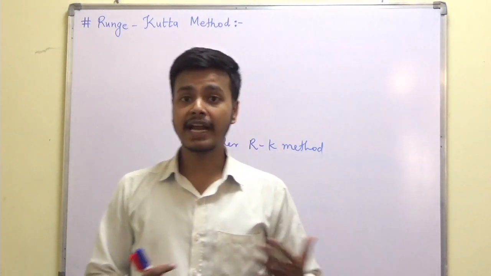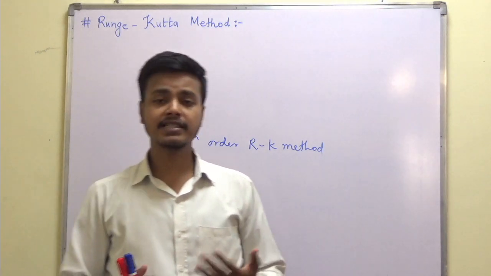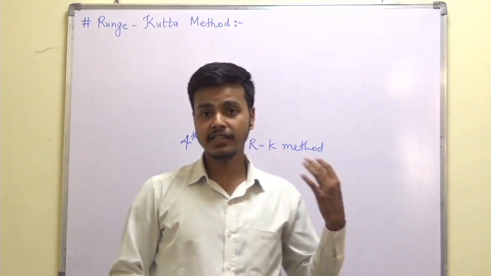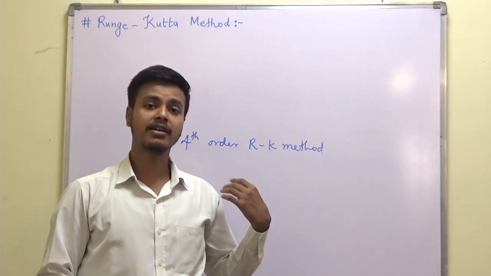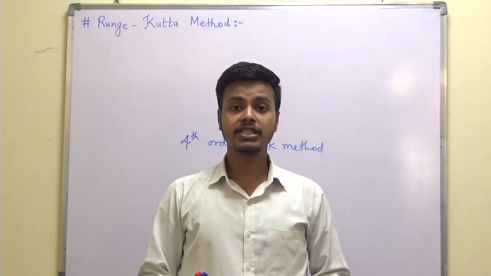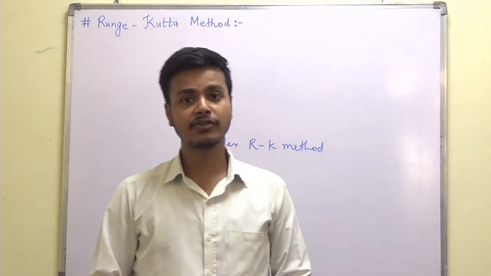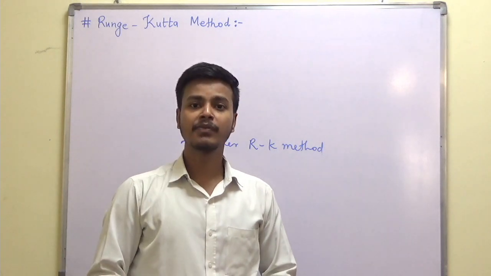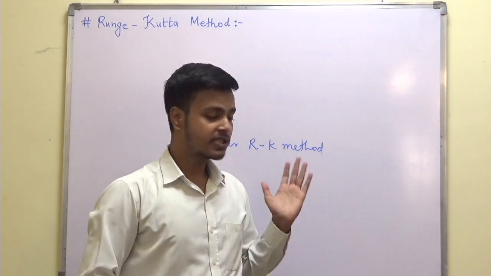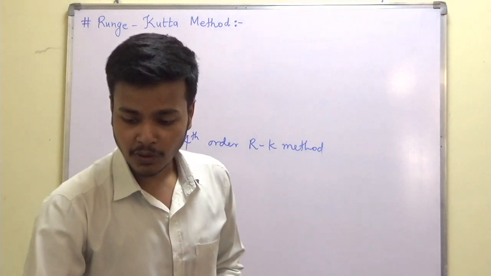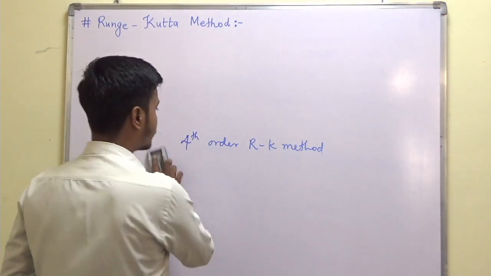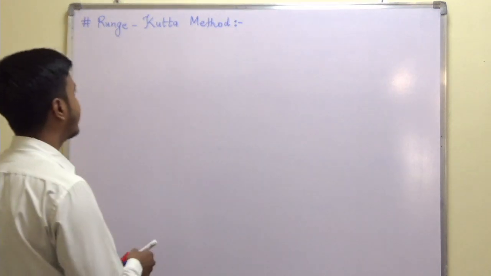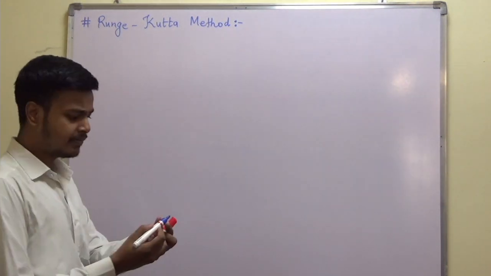Talking about its advantage, the RK method has an advantage over the Taylor series method, because the fourth order RK method achieves its accuracy without even finding the derivatives, like we have seen in the Taylor series method. So without much ado, let us start with the fourth order RK method.